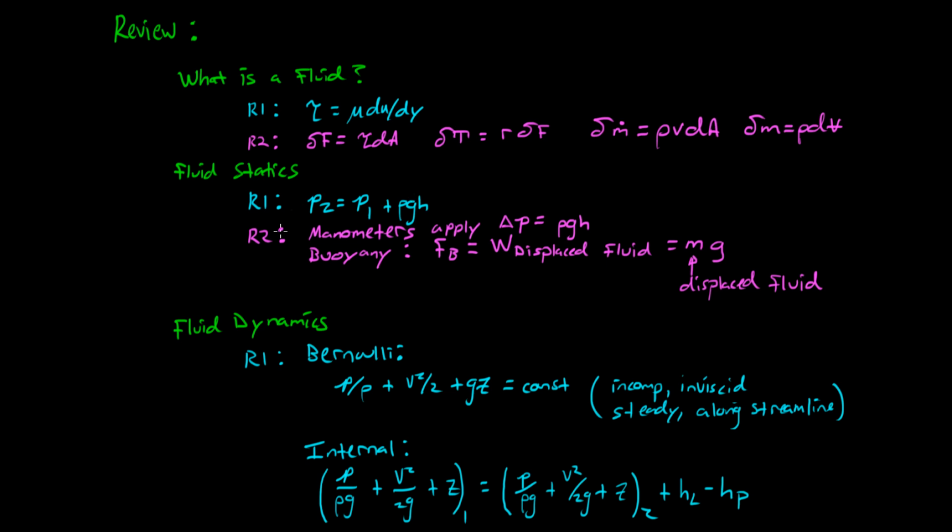We used that principle our second time through on things like manometers to measure a pressure, right? We could measure the difference between 2 and 1 by looking at h if we set up a U-tube or something like that. And then we looked at buoyancy, which is basically the force that causes things to want to float. And so here what we saw was that the buoyancy force experienced by a body, the force up, is equal to the weight of the displaced fluid.